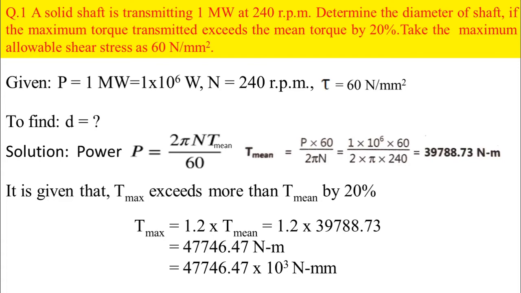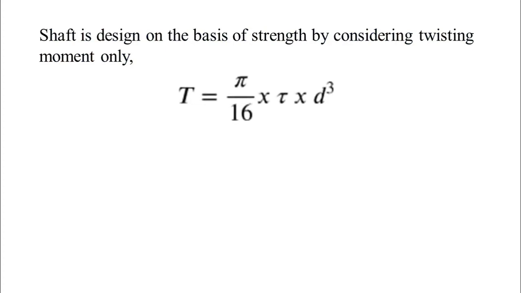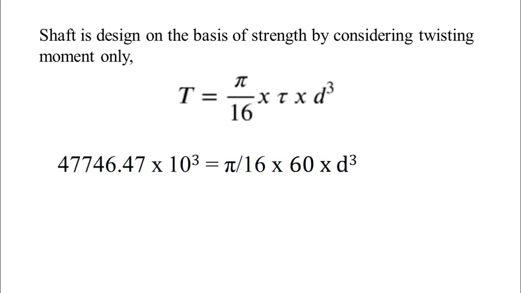Now the shaft is designed on the basis of strength by considering the twisting moment only. We know the formula for torque for twisting moment. Capital T is equal to pi by 16 tau into d cube. By putting the value, 47746.47 into 10 raised to 3 is equal to pi by 16 into 60 into d cube.